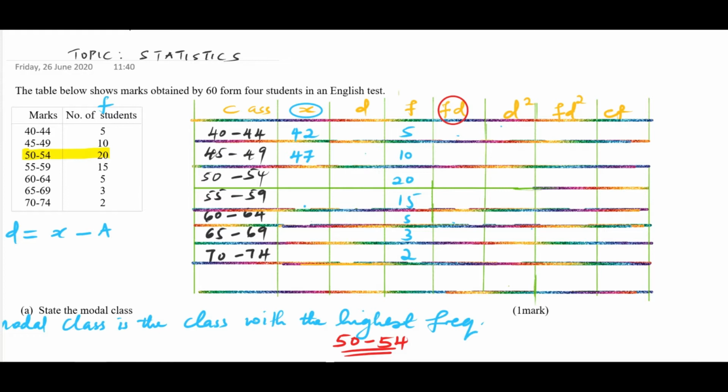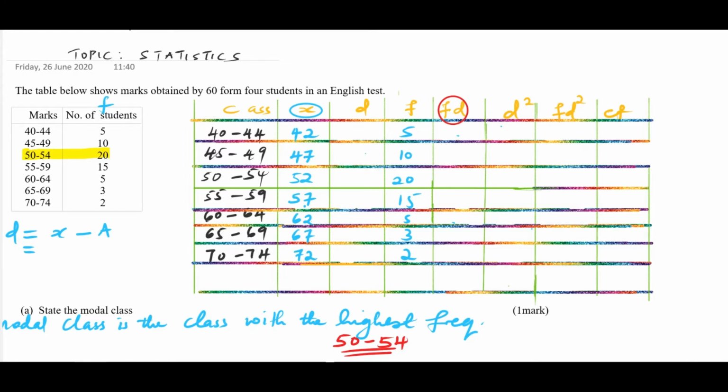So what we do, instead of adding 50 plus 54 divided by 2, we just check between 42 and 47. You can see there's a difference of 5, and that difference is the class size. So we can add 5 till the end. So 47 plus 5, 52. This will give 57. This will give 62. This is 67. This is 72. So that is the column x. So we can proceed and get now this column of deviation.